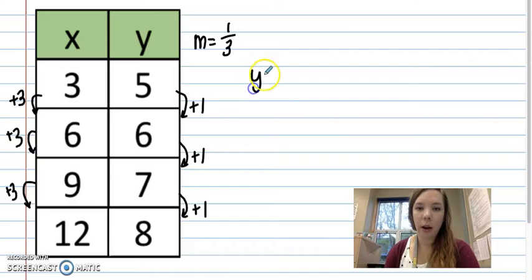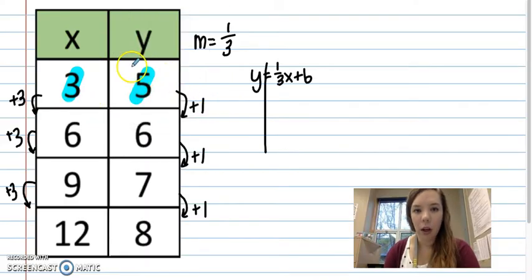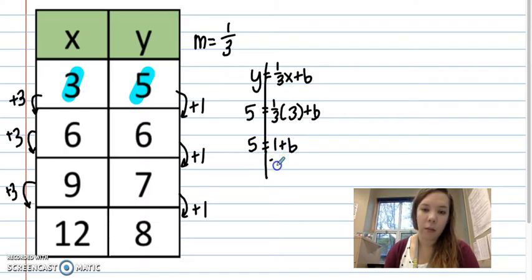So we know that this would be y equals 1/3 x plus b. But we still need to find b. We don't know what it is. So at this point, I'm going to pick a point. And you can pick any point you want. I'm going to pick 3, 5 because they're the smallest and they're easier to work with. So I'm going to plug 5 in for y. That's going to replace it. I'm going to plug in 3 for x. And then we're going to solve. So this is why we worked on solving equations at the beginning of the year. So 1/3 times 3 is 1. And then if I subtract 1, that makes b equal to 4.